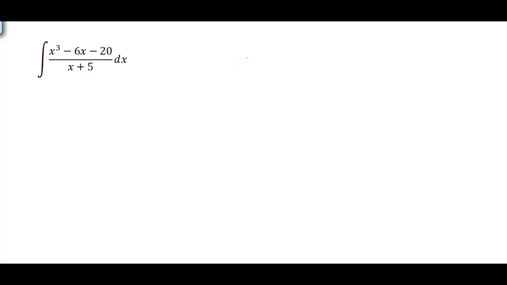So we can take and divide the denominator into the numerator. So we would have x cubed. Now keep in mind we need to write these in descending order, so I'm going to put in a placeholder of 0x squared minus 6x minus 20. So then if we divide, hopefully you remember how to do this.